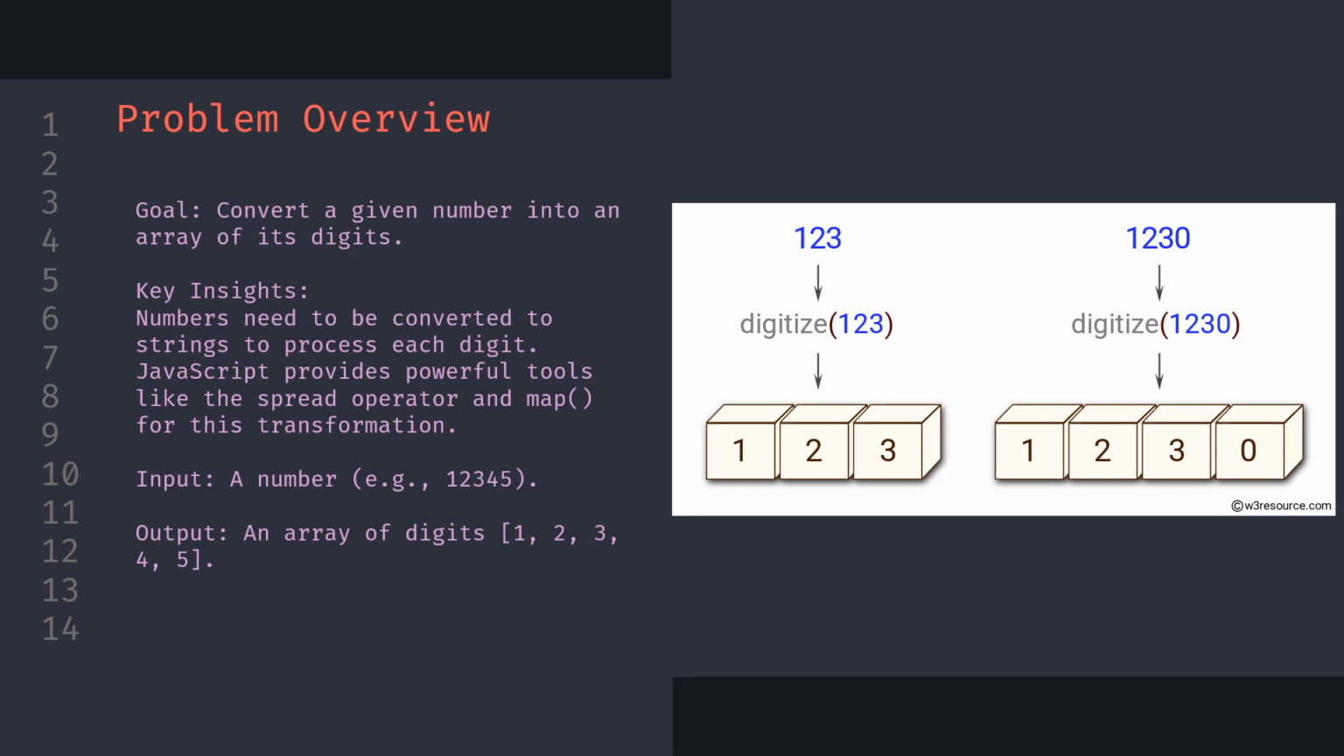The goal of this program is to take a number like 12,345 and transform it into an array containing its digits 1, 2, 3, 4, 5. This requires us to break the number into its individual digits. A key challenge is handling negative numbers correctly, ensuring that the sign doesn't affect the digit extraction. We'll use JavaScript methods like Math.abs, the spread operator, and the map method to achieve this efficiently.